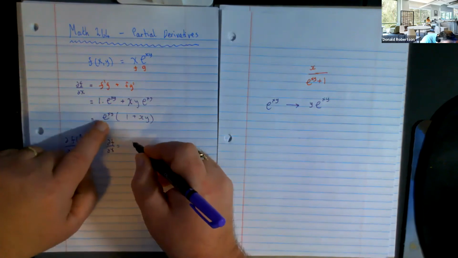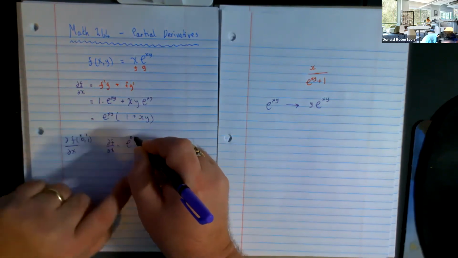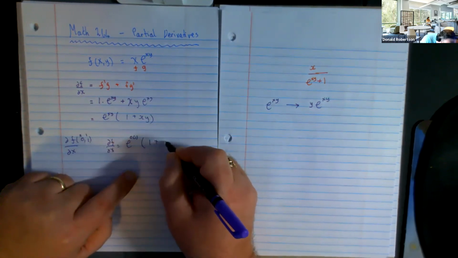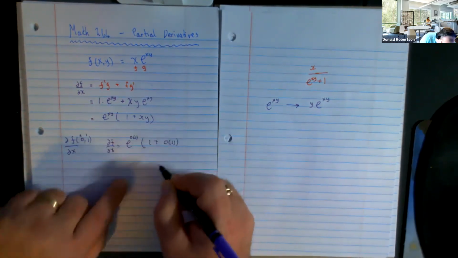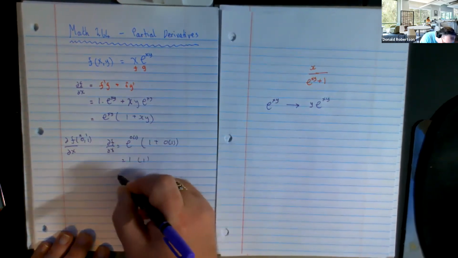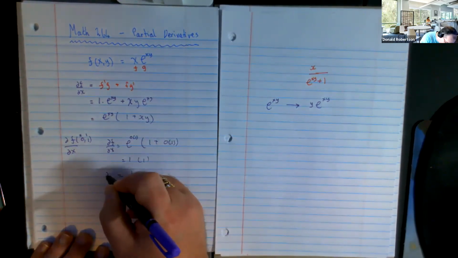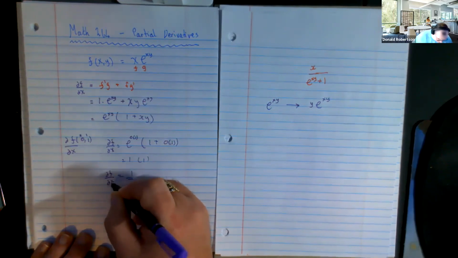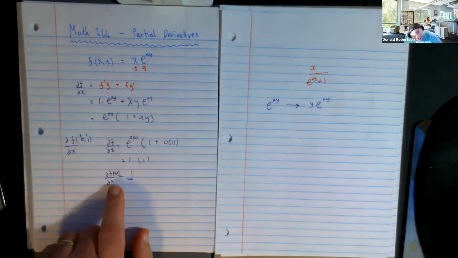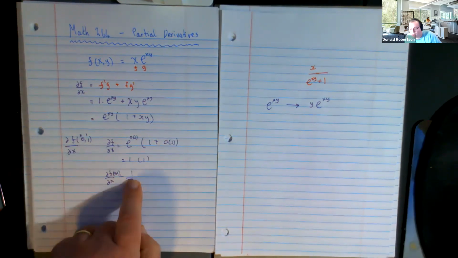Now I make that e to the 0 times 1, 1 plus 0 times 1. Now, e to the 0 is 1, 1 plus nothing is 1, the whole thing is 1. So the answer to what is the value of this, it's 1.